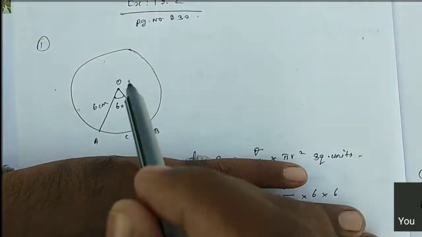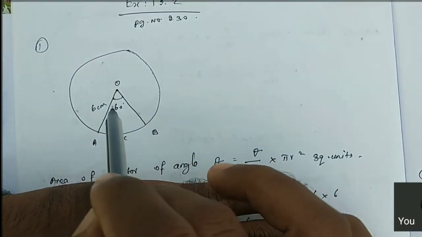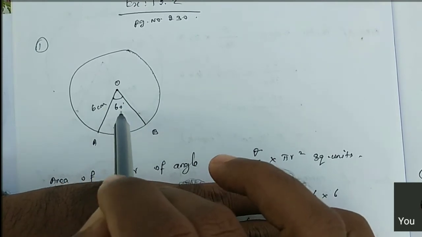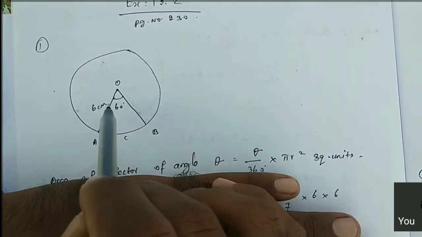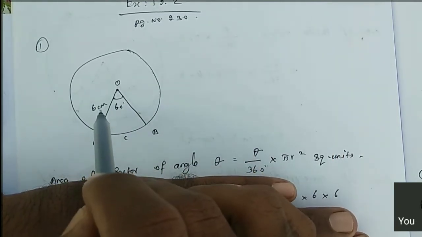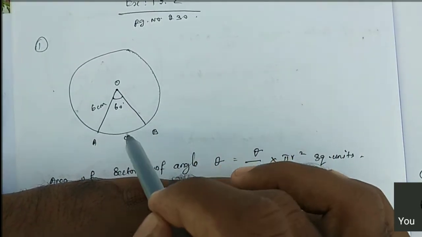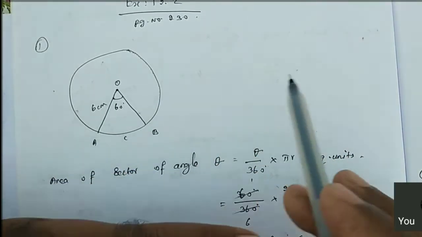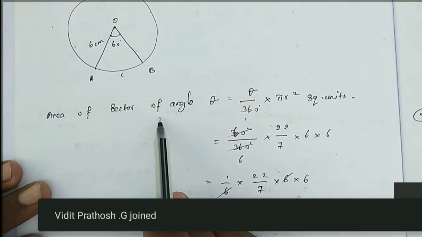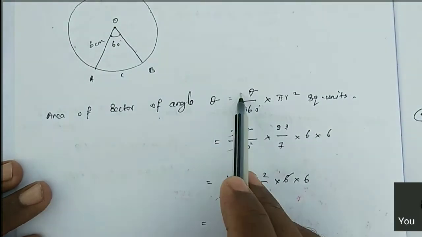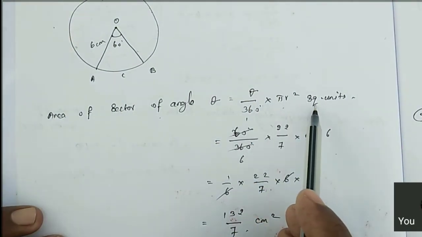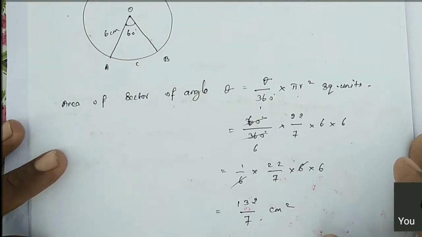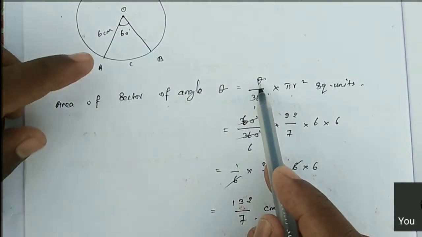Now we can represent the problem in a diagram. So it is a circle. In the circle, the subtended angle is 60 degree, right? They given a sector, which we can consider as a minor sector. So that is 60 degree, radius 6 centimeter. Then we should find the area of this sector. Clear? So we can write a formula. Area of a sector of an angle theta is equal to theta by 360 into pi r squared square unit. Clear? Next, theta value 60.